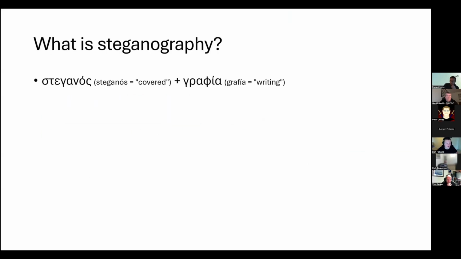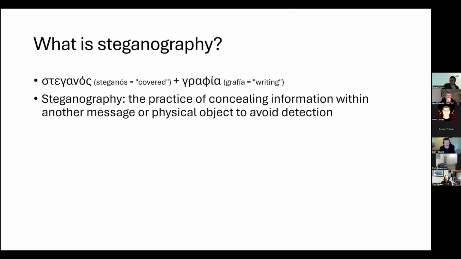So what is steganography? What is this talk about? The word itself, steganography, originates from the Greek words steganos and graphia, and this roughly translates to covered writing. So from the etymology of the word itself, we get a vague understanding of what steganography is. If you look at the definition, it is the practice of concealing information within another message or within a physical object with the intent of avoiding detection. This secret message wants to be hidden, and steganography is the act of hiding it within another message or object.